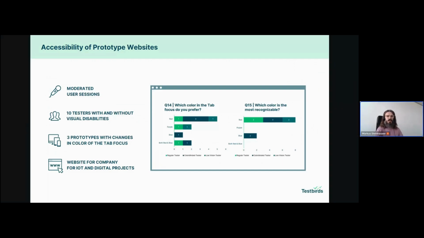So I have two examples now of tests that we've done in the past, and I would just quickly summarize what happened there to give you a bit of a feeling for what we typically do to test them with affected people. In this case, we had moderated user sessions, so remote interviews, you could also call it.